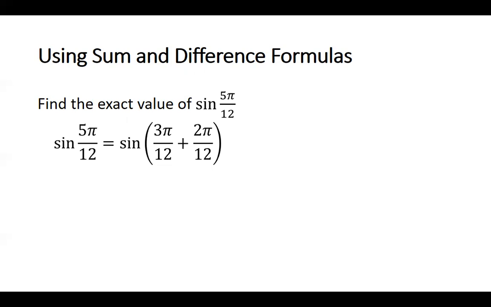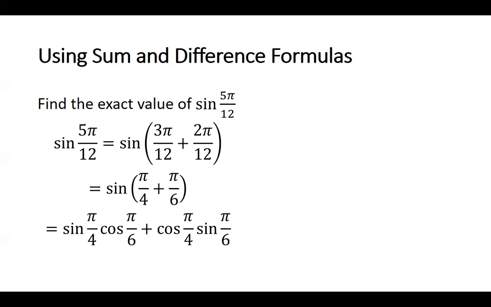But now we have standard angles, and if we have standard angles, we can use our unit circle or we can build our triangles. And as I show here, the sine of pi over 4 plus pi over 6. So now we can use our sum formula. And since we're dealing with sine, that's sine alpha cosine beta plus cosine alpha sine beta.